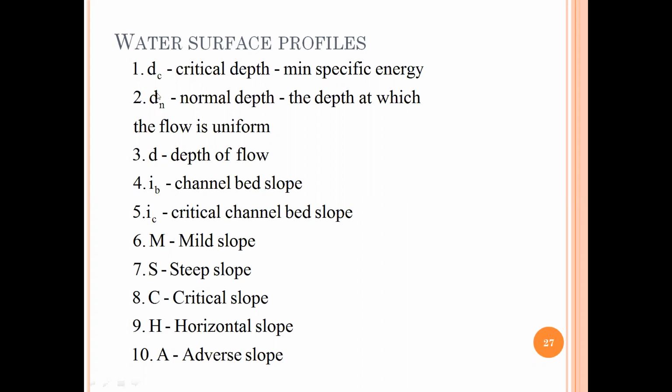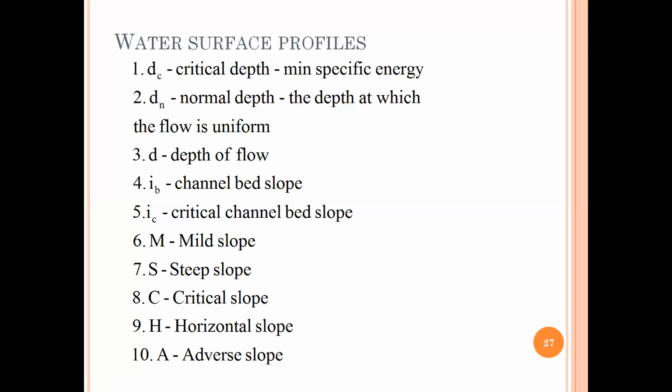The first term is the critical depth. It is denoted by DC here, and it corresponds to a point where the specific energy is minimum. It refers to a point in a flow, for a given discharge, when the energy is minimum. At that point, the velocity is called the critical velocity and the depth is called the critical depth. And for other values for a given discharge, there are two different profiles, that is subcritical flow and supercritical flow.